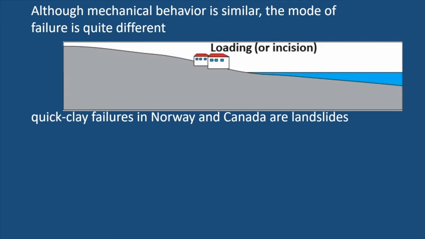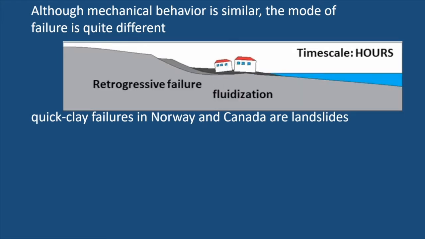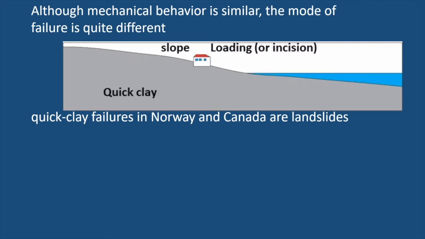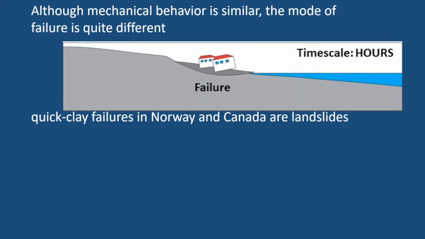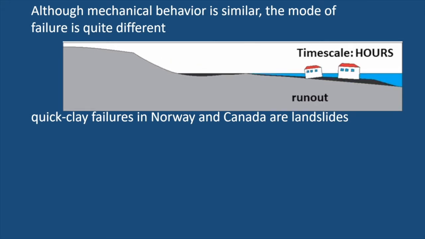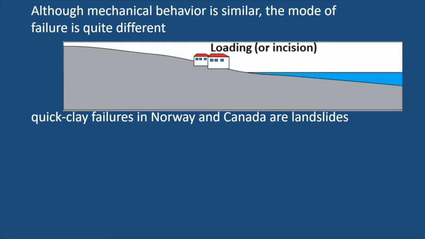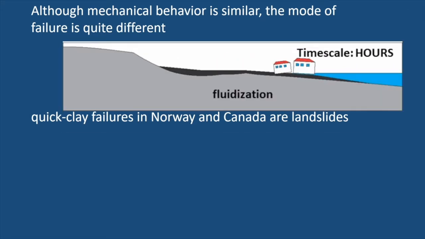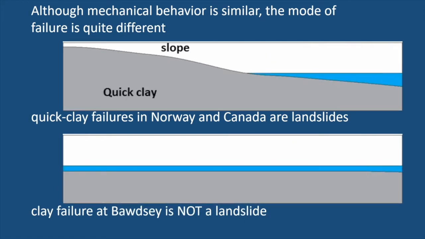So while we do think there's some similarity here in the mechanical behaviour, the mode of failure is really different. In Norway and in Canada, the quick clay failures are definitely landslides. The initial failure is more or less instantaneous. The whole thing propagates at the rate at which the retrogressive failure cuts back into the headwall scarp. And the whole thing takes a matter of hours or less. Definitely a landslide. Bawdsey is definitely not a landslide.